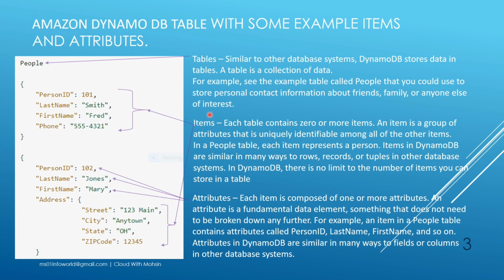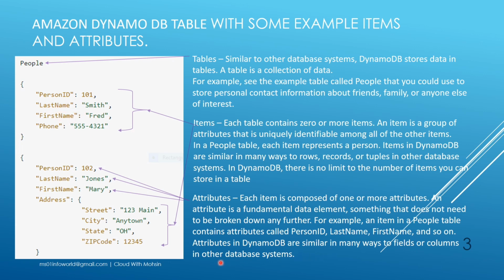Now let's move ahead. This is an example of a DynamoDB table. As we have seen in the earlier slide, this is a simple table of people. You can see person ID and some other attributes. You can consider an attribute as something that does not need to be broken down further. For example, person ID 102, last name Jones, first name Mary, etc. And in the first example, last name Smith. These are attributes.